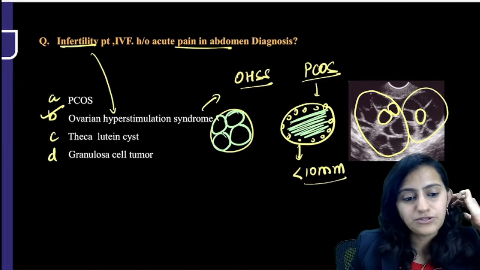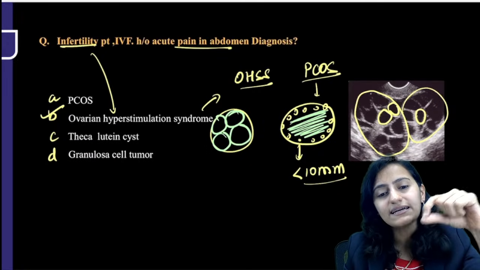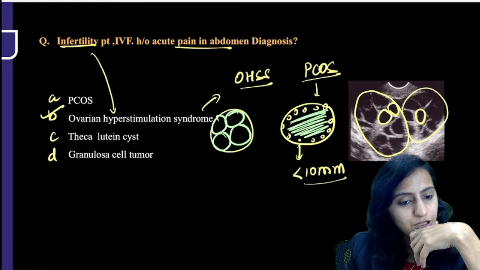the central stroma. Sayanthani, for pneumothorax, it is the lung point sign, which is the most specific sign for pneumothorax.